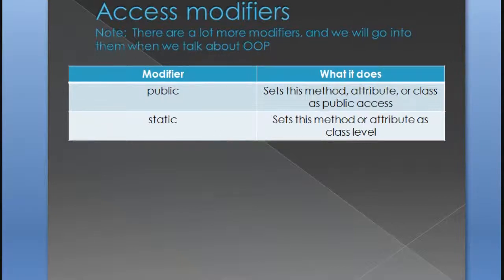So public. Public sets this method, attribute, or class as public access, meaning anything that wants access to it has access to it. Static sets this method or attribute as class level, meaning you cannot create an object from that attribute or method, because it is class level, meaning it belongs to that class.